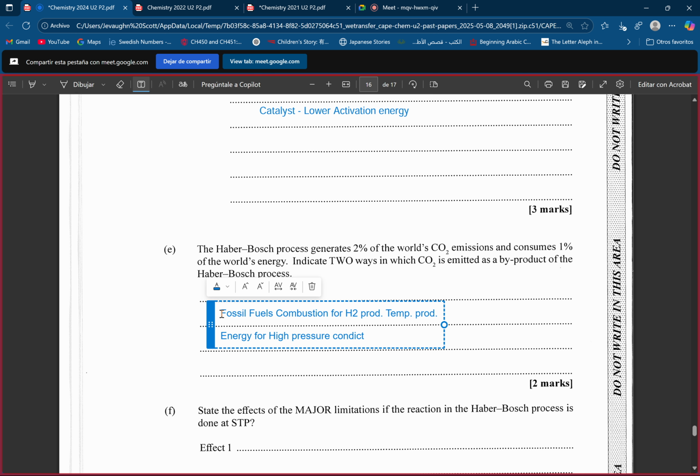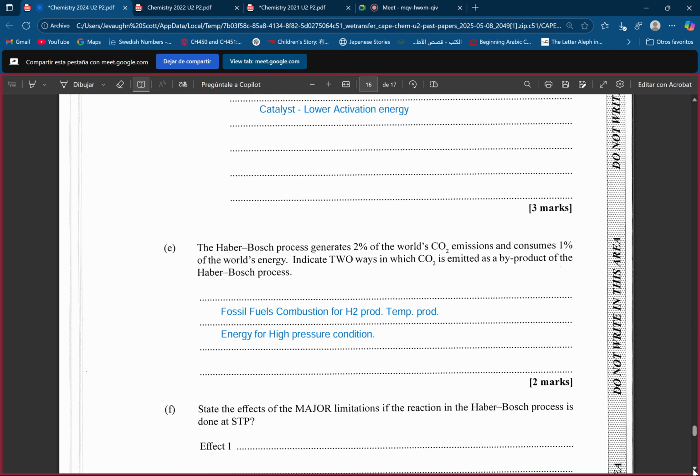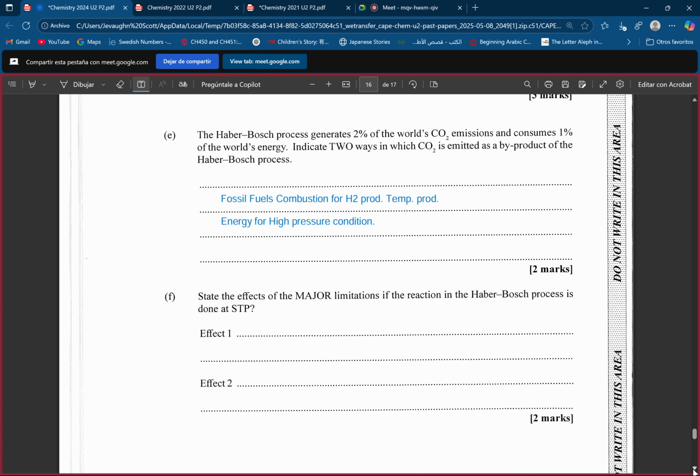And these things are not necessarily stated explicitly in the syllabus, but as we say, we have to use common sense to figure it out. State the effects of the major limitations of the reaction in the Haber-Bosch process if the reaction is done at STP.